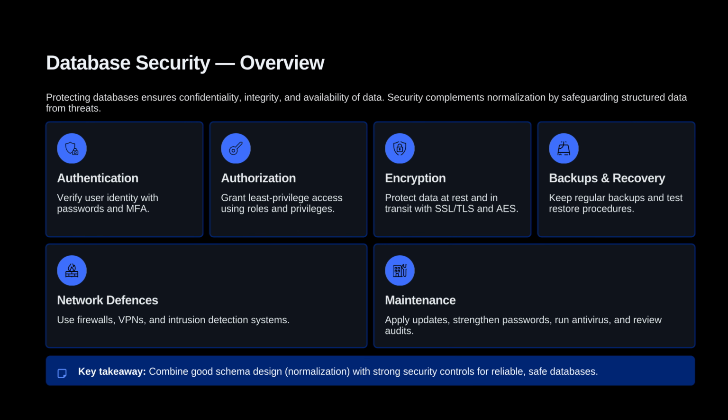Now, organizing data is important, but we also need to protect that data. That's where database security comes in. Database security is basically about making sure that only authorized people can access or change our data. Some important methods are authentication, authorization, encryption, backups, firewalls, and regular maintenance. For example, authentication checks who the user is, while authorization decides what that user is allowed to access. So normalization organizes our data, while security protects it.